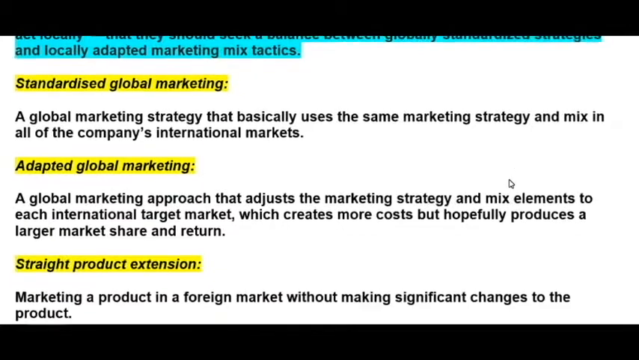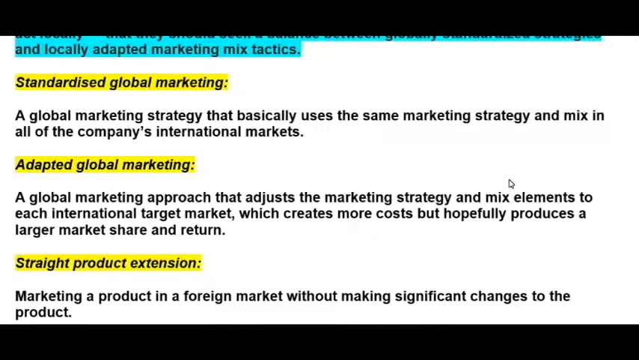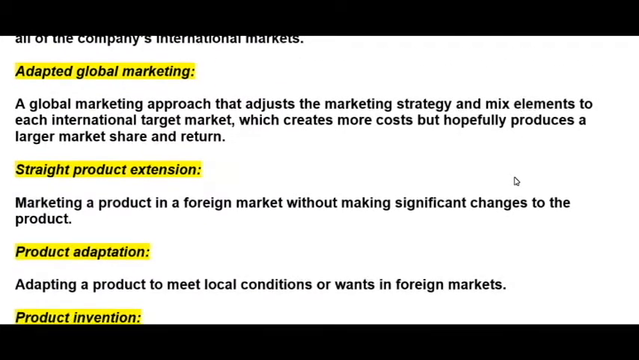Standardized global marketing. A global marketing strategy that basically uses the same marketing strategy and mix in all of the company's international markets. Adapted global marketing. A global marketing approach that adjusts the marketing strategy and mix elements to each international target market, which creates more costs but hopefully produces a larger market share and return.